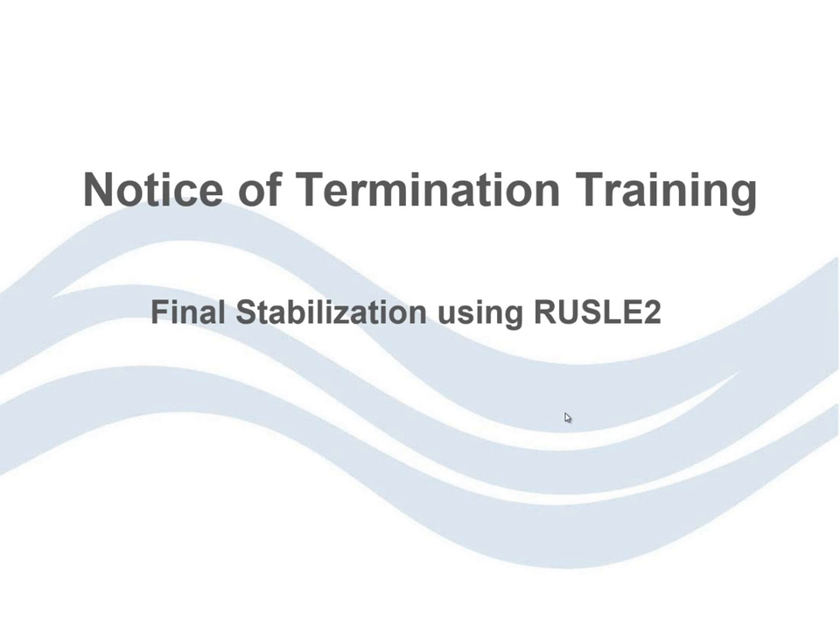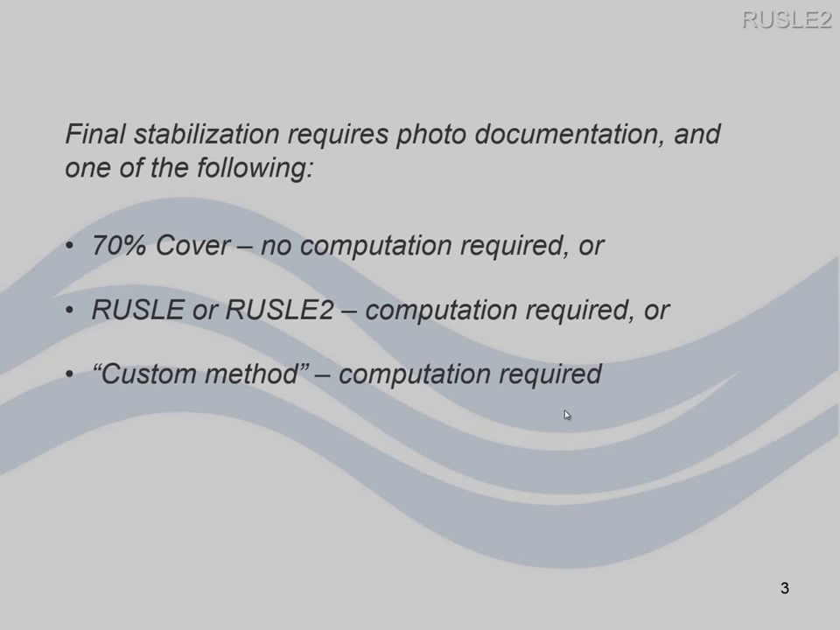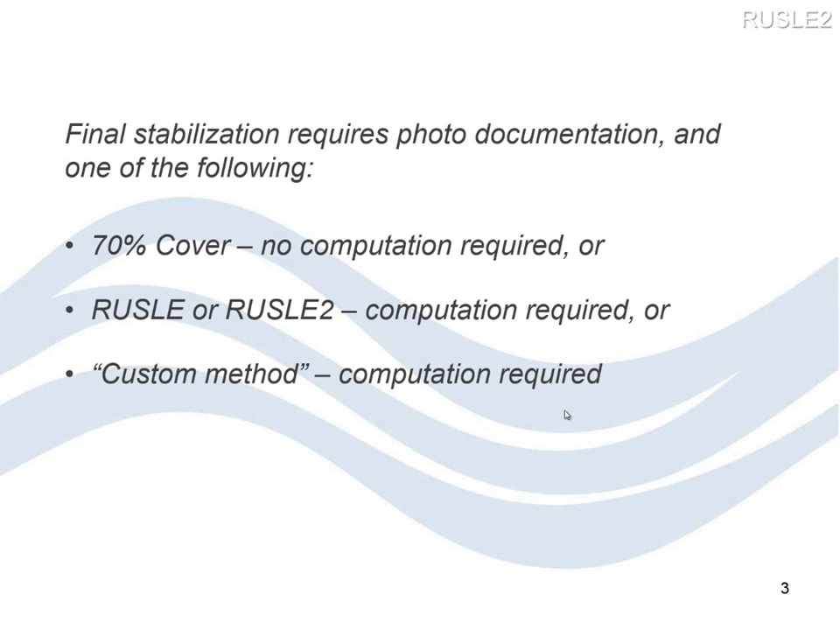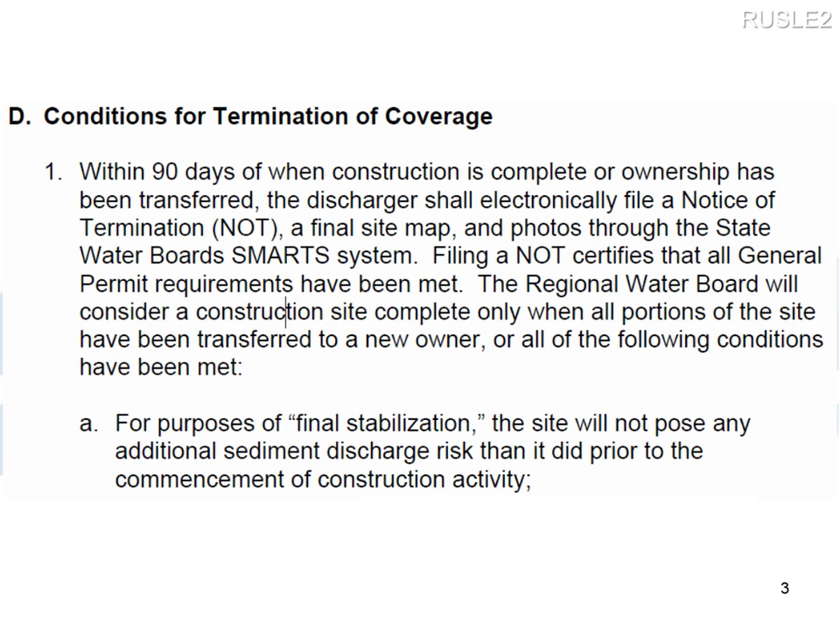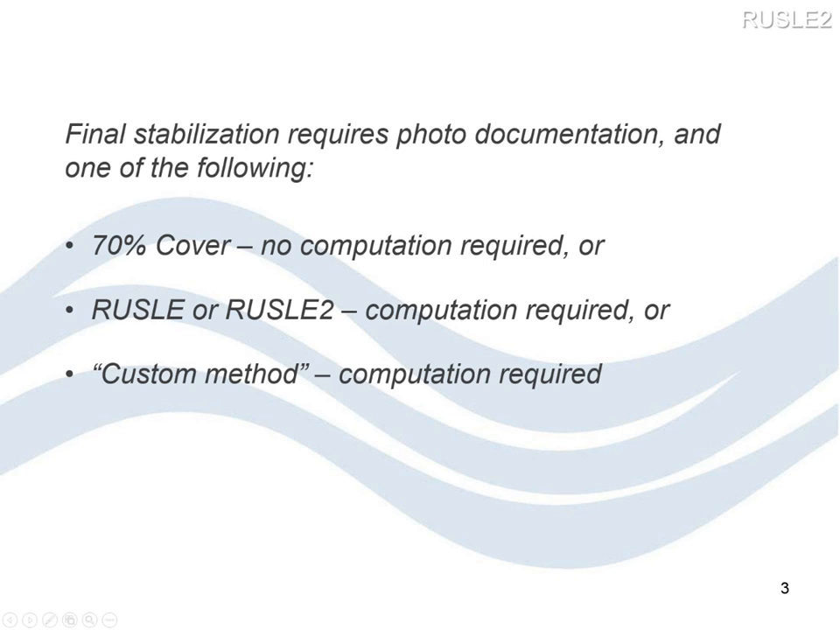First, I wanted to give you some context on how the Russell II method fits within the notice of termination requirements in the permit. One of the NOT requirements is demonstrating final condition. It's a subsection of this 2D, section 2D1A in the permit. And in addition to photo documentation, the board actually requires that you demonstrate site stabilization using one of three different methods. The first one is the 70% final cover method.